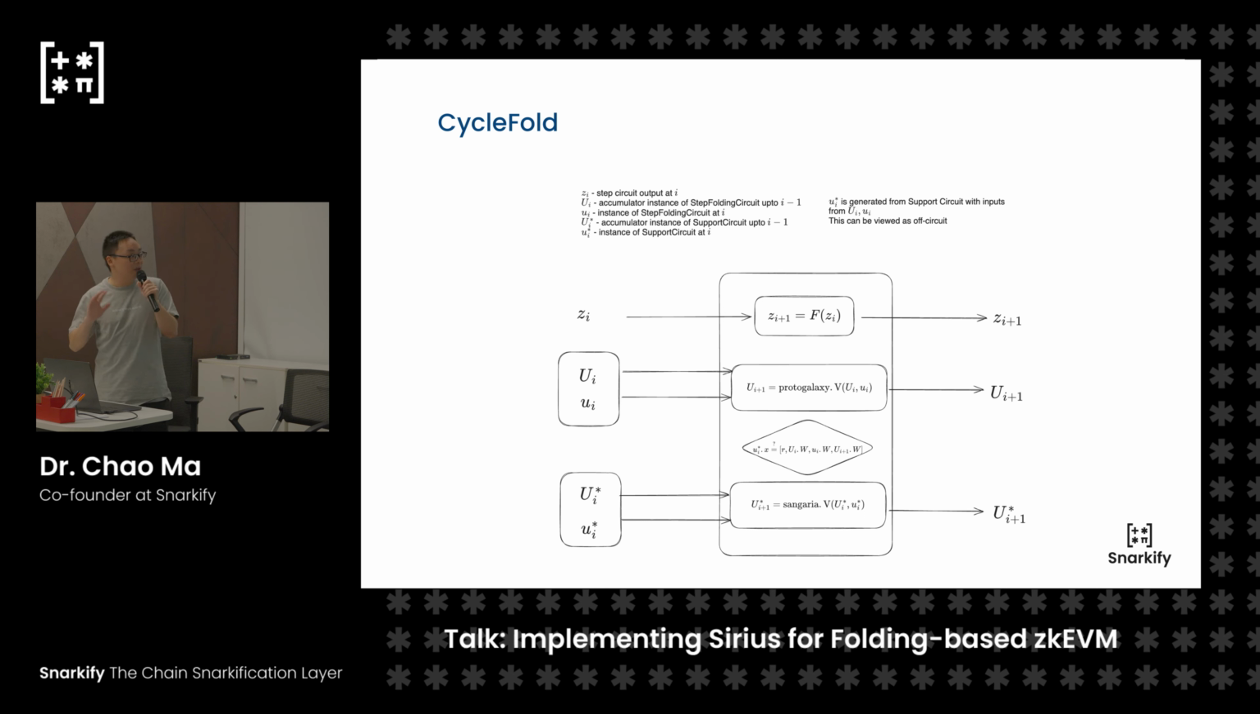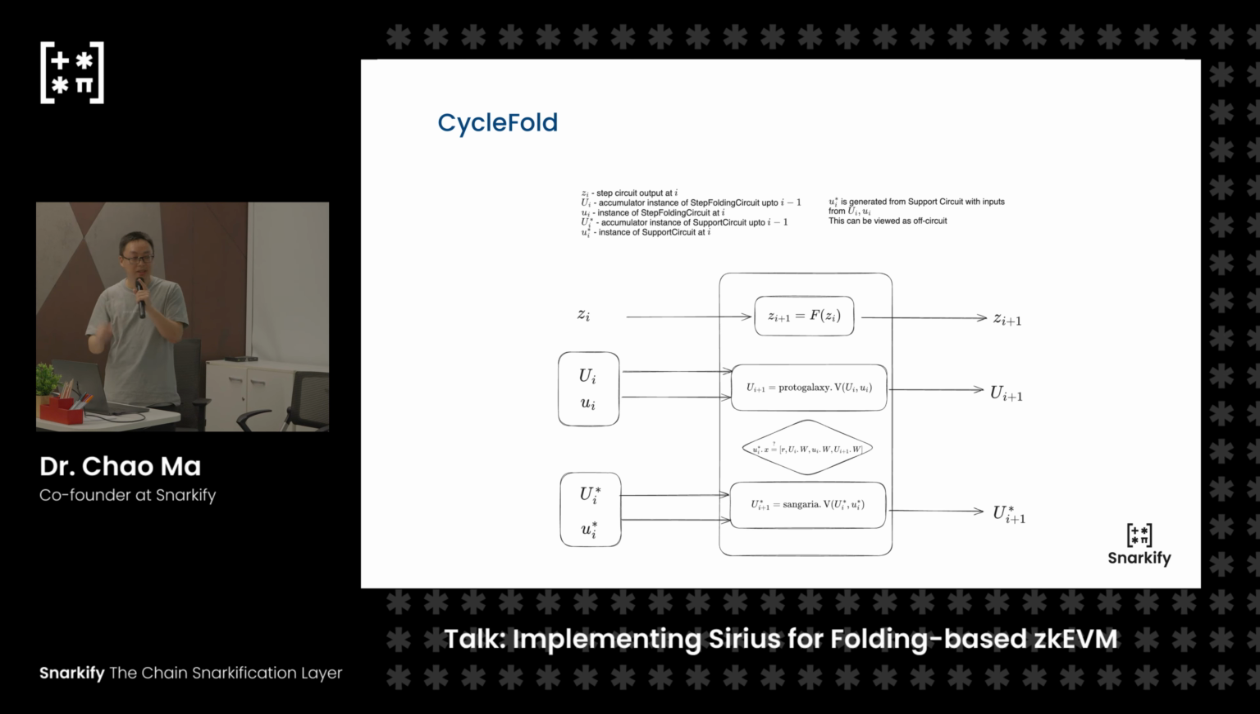So when you do the folding of this guy, the capital UI and little UI, it consists of elliptic curve points. You do some operation on that. This is a non-native operation. So we have to delegate it out, or outsource it. We're outsourcing this calculation to the support circuit, which only consists of an ECC operation.